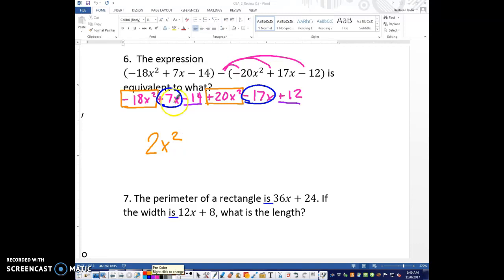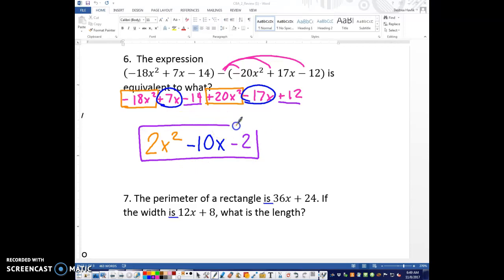All right, now 7x minus 17x is what? Type it in. 7x minus 17x. You're not typing in the x's. 7 minus 17. It's negative 10x. And lastly, negative 14 plus 12 is what? Negative 14 plus 12. Type it in. Negative 2. Okay, so that would be your answer there.